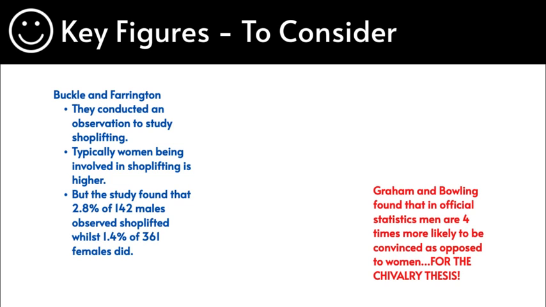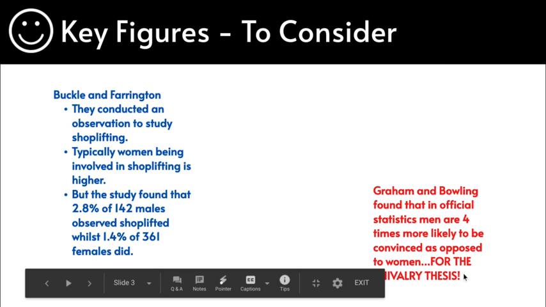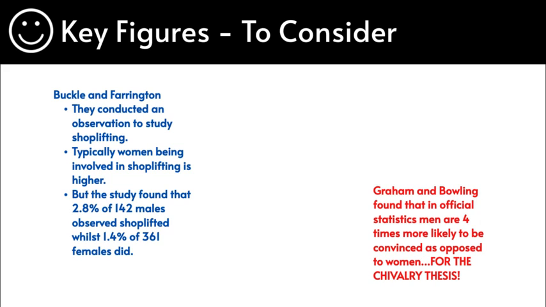Another thing to keep in mind is Graham and Bowling's study, who found that in official statistics, men are 4 times more likely to be convicted as opposed to women, just because of the chivalry thesis argument. This is very important, because it supports the chivalry thesis, which I looked at in my previous video. It's good to memorize these key figures. I've summarized them for you, so the work is done. All you have to do is go off and revise it.